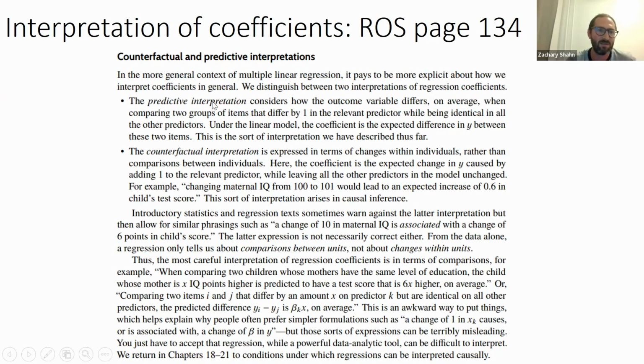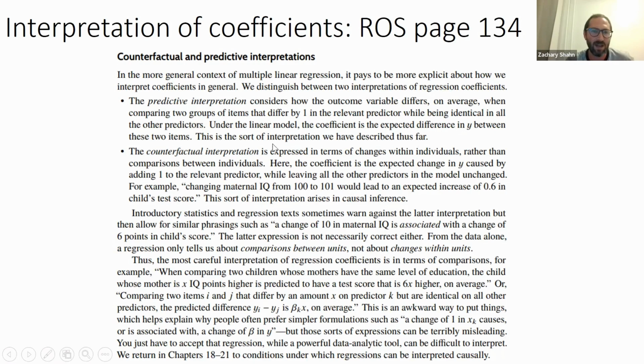One is the predictive interpretation, or I would say also descriptive interpretation, where you consider how the outcome variable differs on average when comparing two groups of items that differ by 1 in the relevant predictor while being identical in all the other predictors, right? Under the linear model, the coefficient is the expected difference in y between these two items. And this is the sort of interpretation we have described so far.